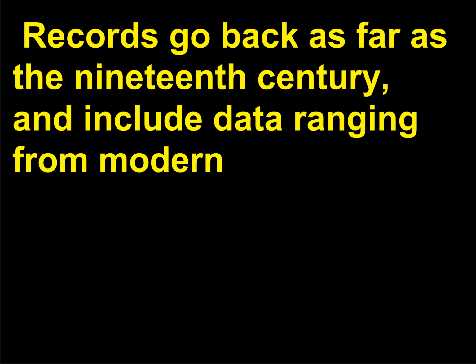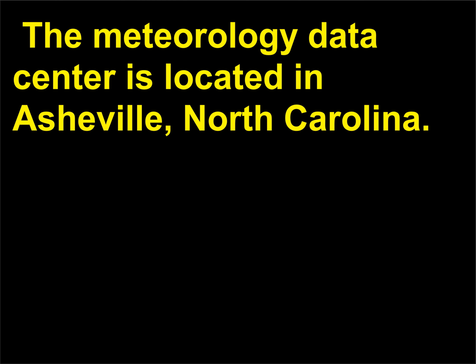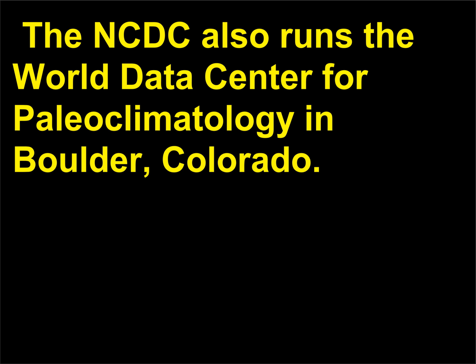Records go back as far as the 19th century, and include data ranging from modern radar and weather balloon reports to observations made by ships over a century ago. The Meteorology Data Center is located in Asheville, North Carolina. The NCDC also runs the World Data Center for Paleoclimatology in Boulder, Colorado.